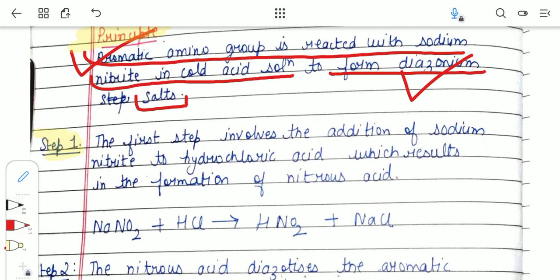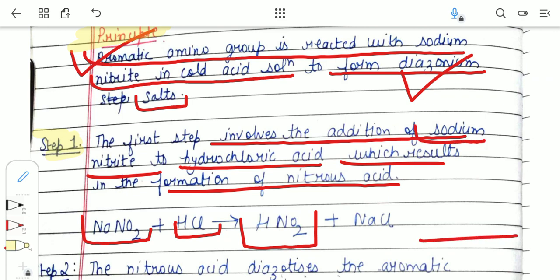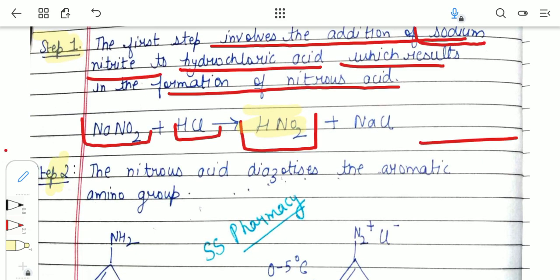In step 1, it involves the addition of sodium nitrite to hydrochloric acid, which results in the formation of nitrous acid. So the first step basically involves the formation of nitrous acid, and it is formed by the reaction of sodium nitrite with hydrochloric acid. So firstly in our solution we will take hydrochloric acid, and in that we will add sodium nitrite, and finally we will get our nitrous acid. Now let us see step 2. So this is step 2.